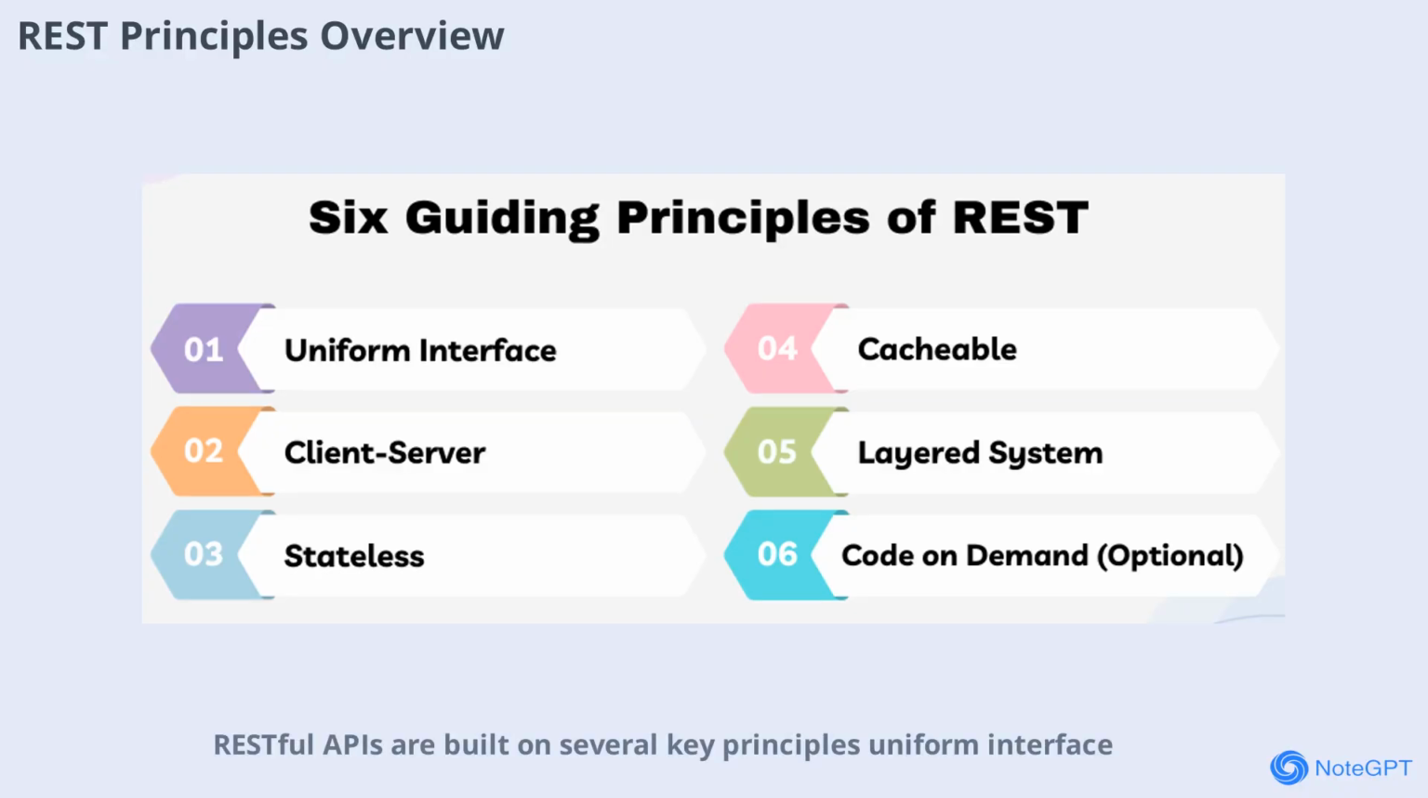RESTful APIs are built on several key principles: uniform interface, statelessness, layered system, cacheability, code on demand, and client-server separation. These principles ensure consistency, scalability, and flexibility in API design, making RESTful APIs robust and easy to maintain.